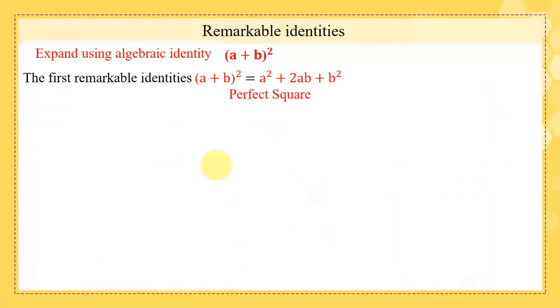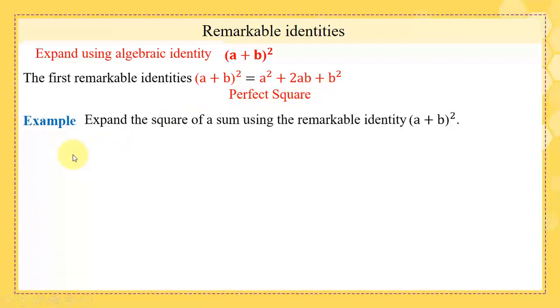Expand using identity (a plus b) squared. The first remarkable identity: (a plus b) squared is equal to a squared plus 2ab plus b squared, where the left side is a perfect square and the right side is a trinomial.